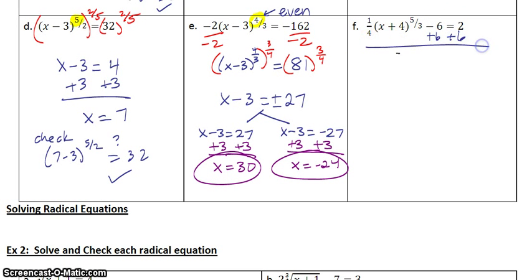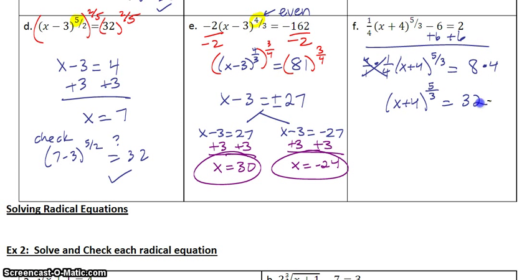So I am going to go through here and solve this step by step. I got rid of my 6. I'm going to get rid of that number in front, so times by the reciprocal for the number. 8 times 4 is 32, and now I get to get rid of my exponent because now everything else is locked inside.